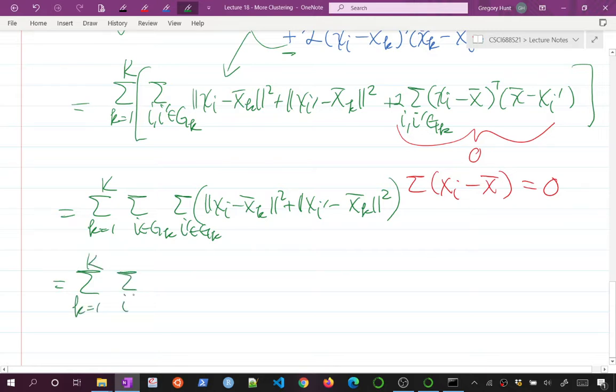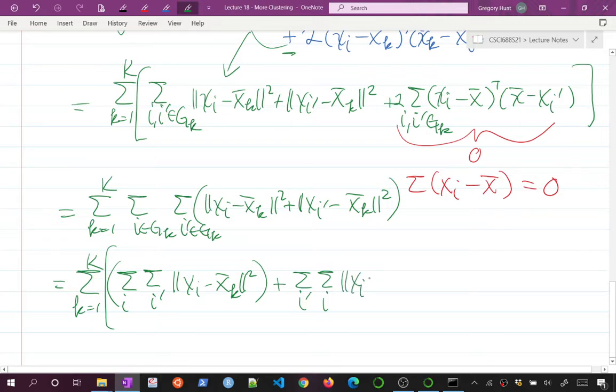So let's just be lazy. It's the sum over i prime, and then I'm summing up (xi - x̄k)². So that's one thing in my bigger expression. And I'm just going to distribute both of these sums over, plus the sum, and I can actually interchange the order. I'm going to say the sum over i, i prime, of (xi' - x̄k) quantity squared. All right, so that's my second thing here.